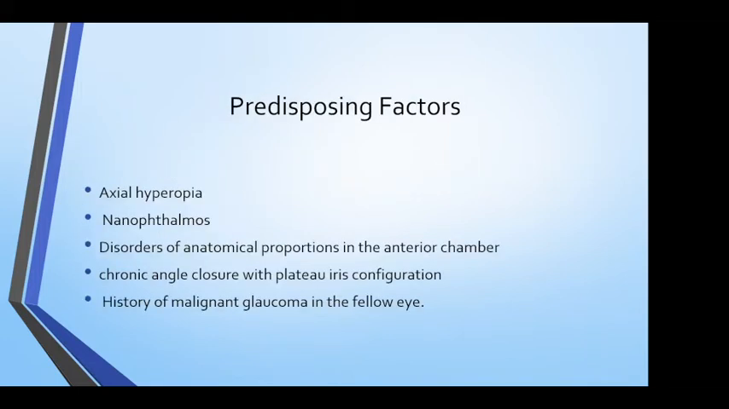The predisposing factors to malignant glaucoma are important to keep in mind, especially when you're doing a glaucoma procedure. The suspicion should always be high in this kind of patient profile: if they have axial hyperopia, nanophthalmic eyes, disorders of anatomical proportion in the anterior chamber, chronic angle closure with plateau iris configuration, or history of malignant glaucoma in the fellow eye.